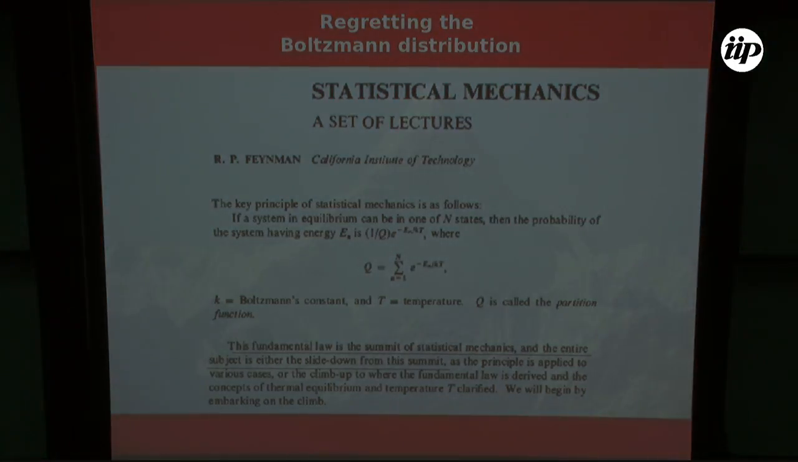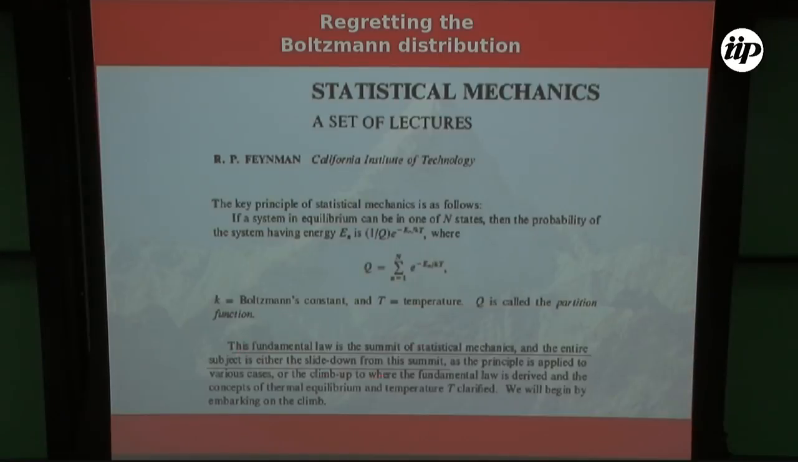Okay, so out of equilibrium, say goodbye to the Boltzmann distribution. When you think about this, you realize that this is such a fundamental and important result of statistical mechanics. Actually, it is really the core of statistical mechanics. And I like a lot the almost poetic image that Feynman gives of the Boltzmann distribution. After having defined it, he says, this fundamental law is the summit of statistical mechanics, and the entire subject is either a slide down from this summit as you derive the many results in statistical mechanics, or you can climb it up and derive the Boltzmann distribution.